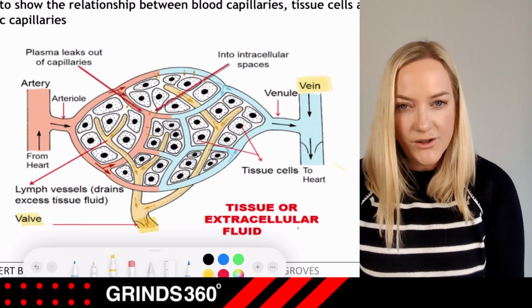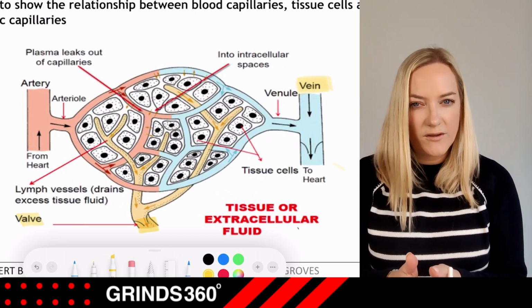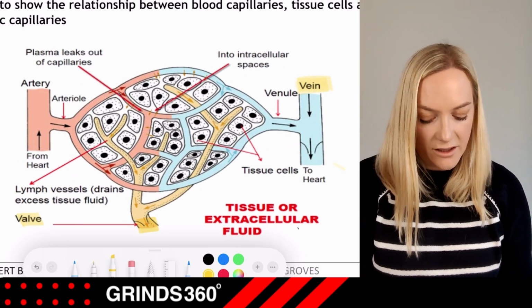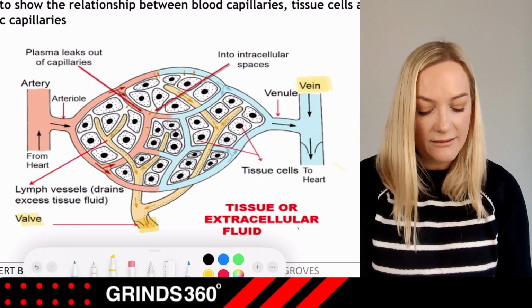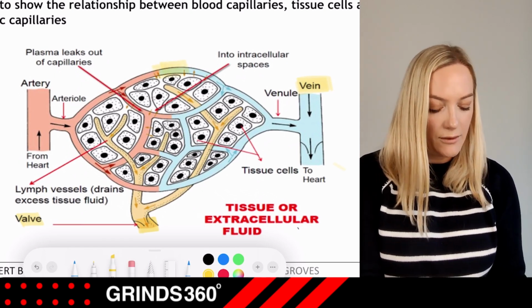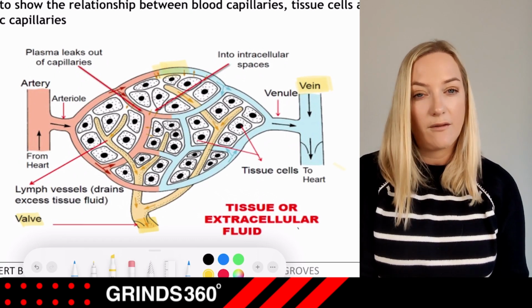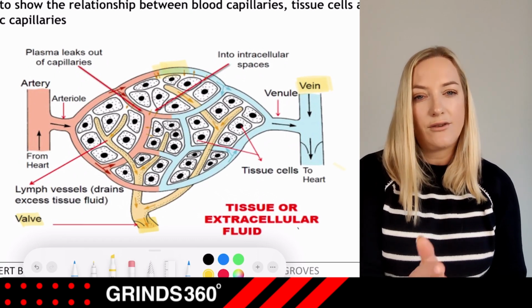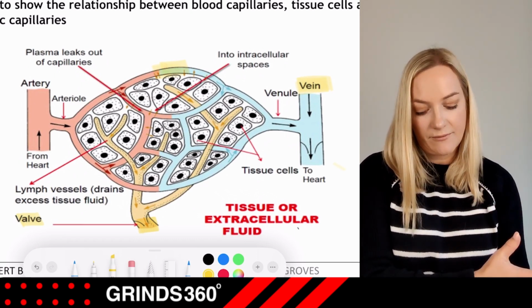So we have our arteries. From our arteries, it's branching off into arterioles. From your arterioles, it's to the capillaries. From your capillaries, it's then going to get a little bit wider to your venules, and your venule is going to link up with your vein.